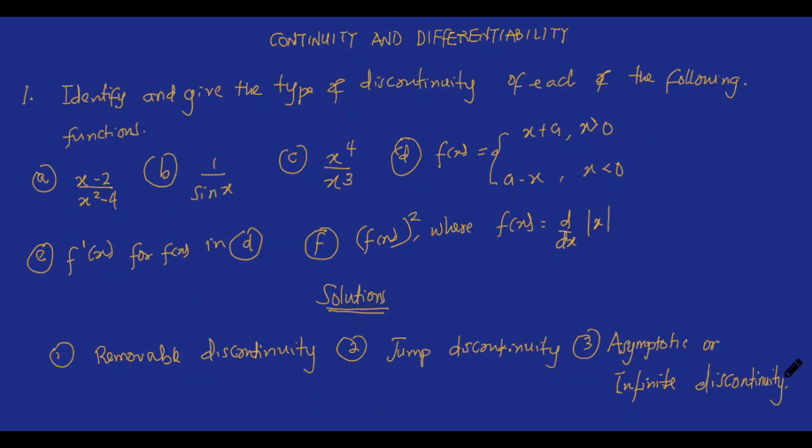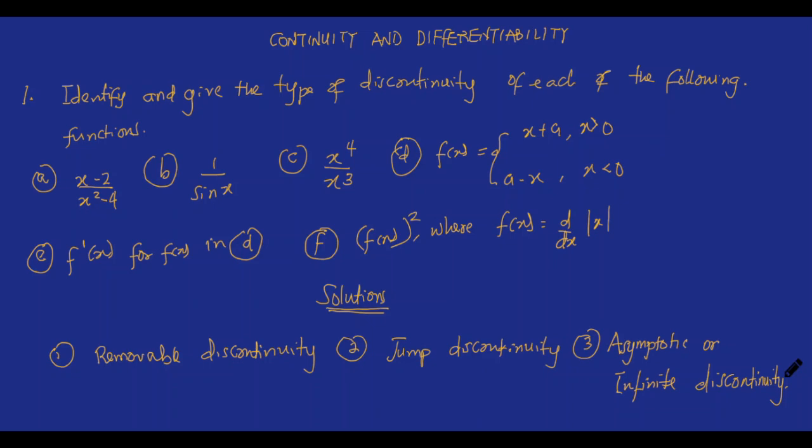A removable discontinuity is a single missing point in a curve, and it can be removed by modifying the function at that point. Every removable discontinuity you find is represented with a hole or an unfilled circle of some sort. So if you see a hole in the graph of a function, that's telling us there's a removable discontinuity in that function. The good thing about removable discontinuities is that you can always eliminate them by modifying the function.